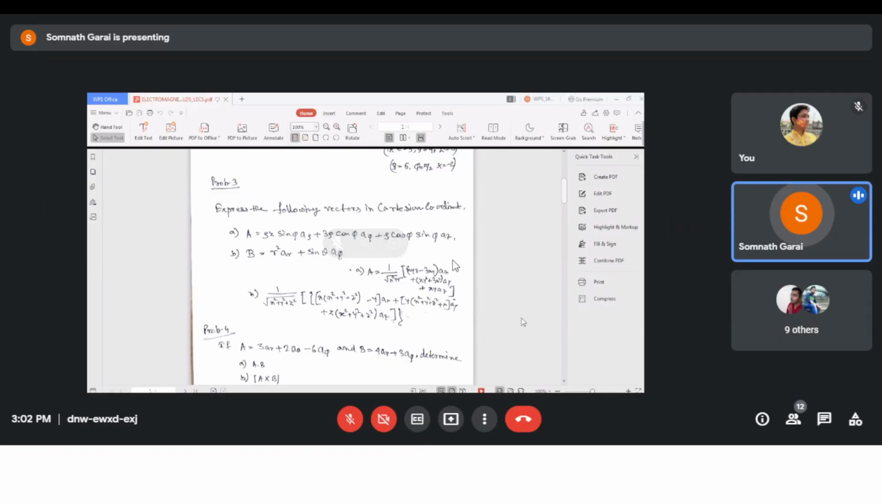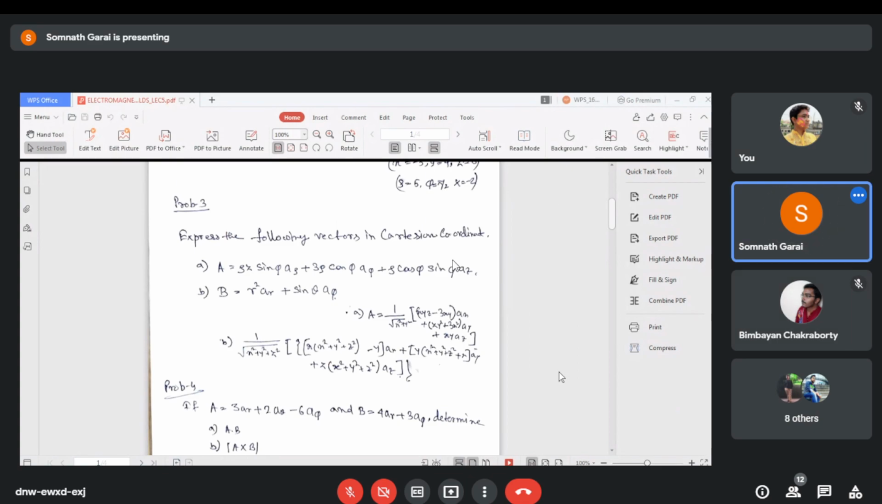Please solve problem number 3 of A and B. Problem number 3, A vector is represented in cylindrical coordinate format, that means in rho phi z, you have to convert it in the Cartesian coordinate, and B is represented in spherical coordinate r theta phi. It will also be converted in the Cartesian coordinate.